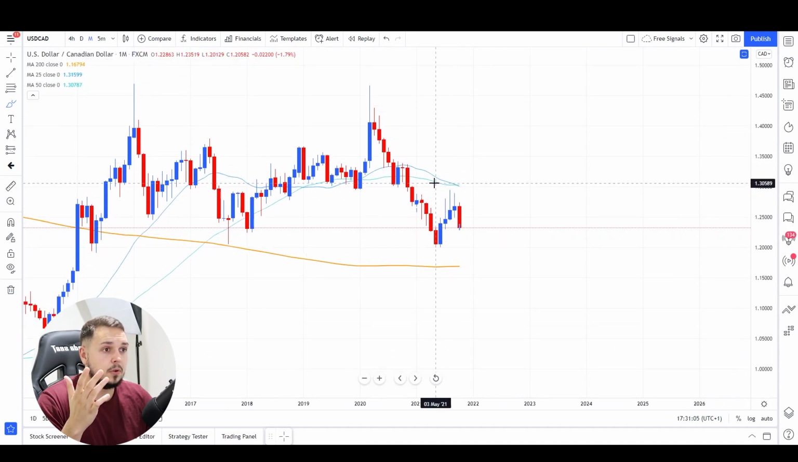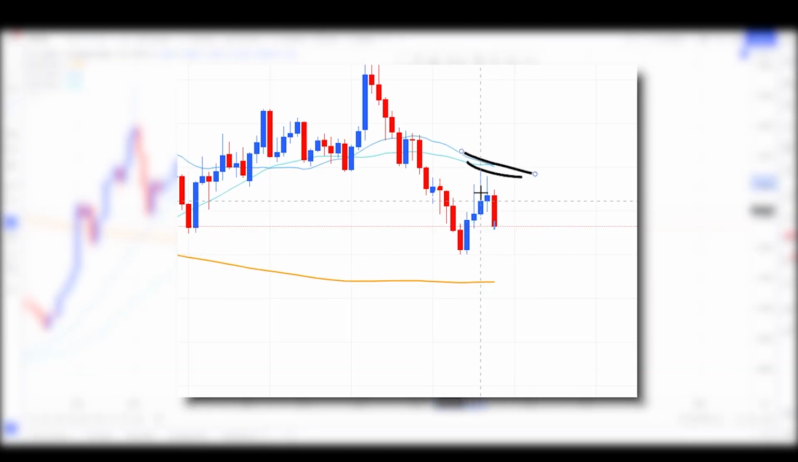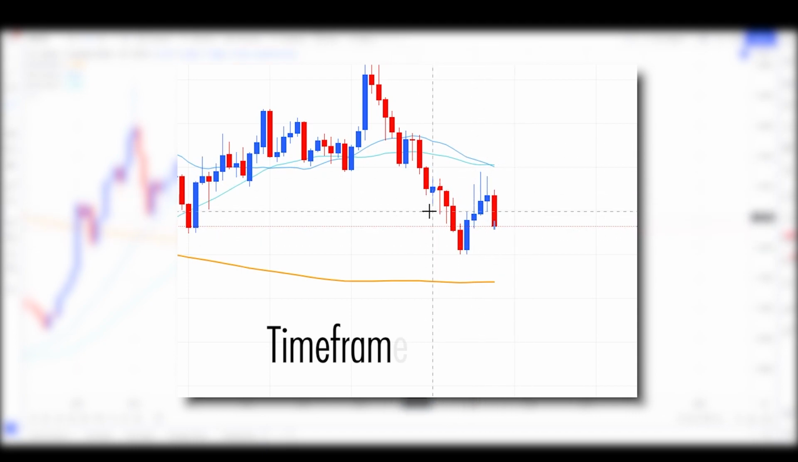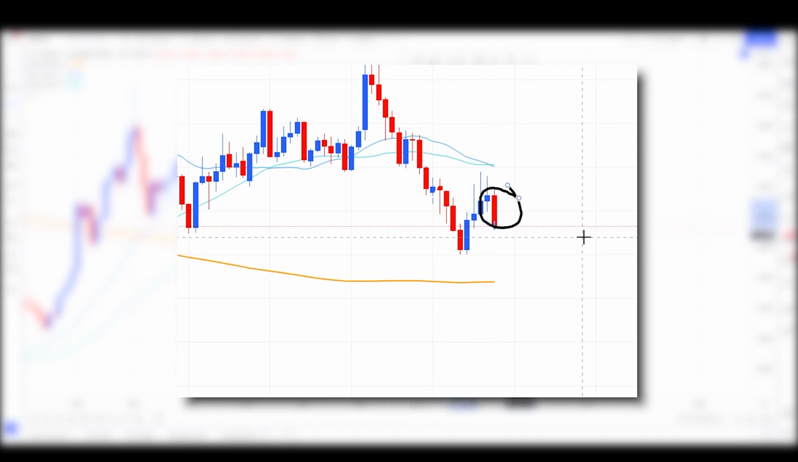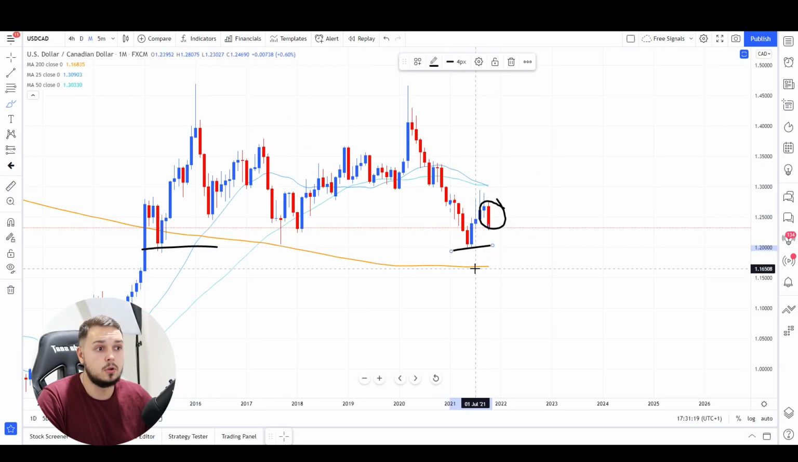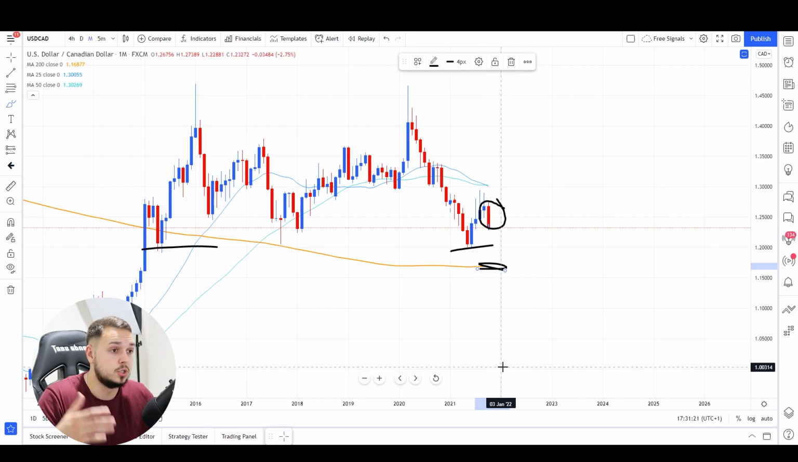So on the monthly time frame, as you can see, the 25 and 50 moving averages are above the candlesticks, which shows bearish pressure. It's also developing a bearish engulfing candle, which is great. More than likely it's going to retest this zone or the 200 moving average, which is what we like to see.